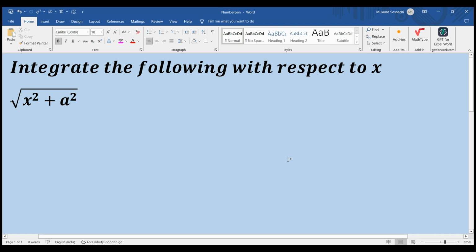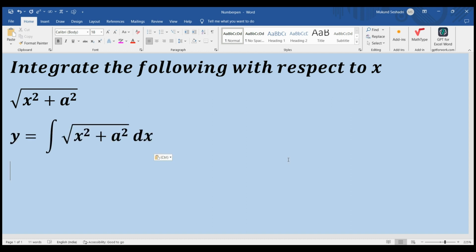So there we have the problem on the screen. Integrate the following with respect to x. We have square root of x square plus a square. So what we've been given is dy by dx and we've been asked to find y. My y is nothing but integral of the given expression. So let's write down our y.